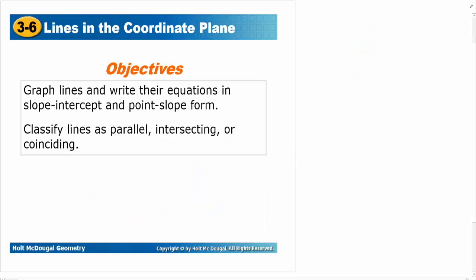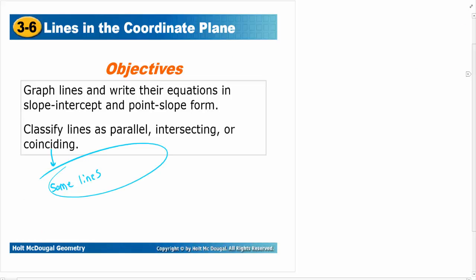Alright, so here we go. We are in 3-6 learning about lines in the coordinate plane. Obviously you can get ideas about graphing lines in the coordinate plane. So our objective is to graph lines and write their equations in slope-intercept form and point-slope form. We also need to be able to find and classify parallel, intersecting, or coinciding lines. Hopefully you know parallel, intersecting. Coinciding are pretty much the same lines. That's all that means.